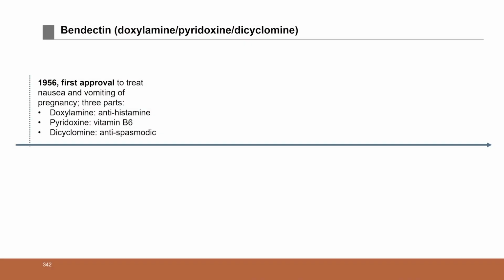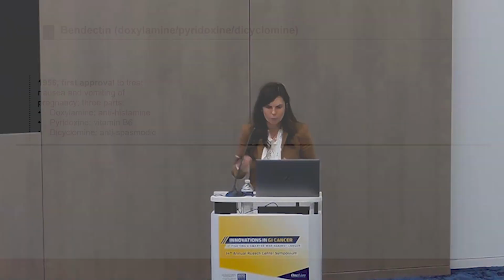Now, we've studied several early life exposures in the Child Health and Development Studies, and I'll share more now about our work on in utero exposure to Bendectin. Bendectin is an anti-emetic that was approved in 1956 to treat nausea and vomiting in pregnancy. It initially comprised 3 parts: doxylamine, which is an antihistamine, pyridoxine, a form of vitamin B6, and dicyclomine, which is an antispasmodic. After its approval in 1956, Bendectin quickly became the most common treatment for nausea and vomiting in pregnancy.